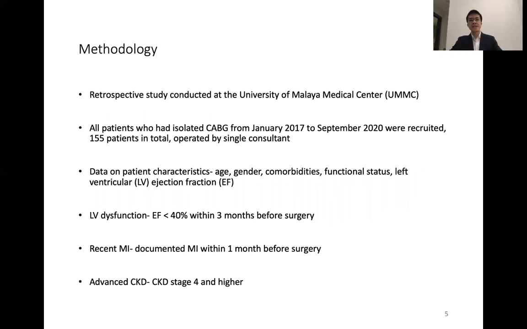This is a retrospective study conducted at UMMC. All patients who had isolated CABG from January 2017 to September 2020 were recruited. There were 155 patients in total, all operated by a single consultant. Data on patient characteristics included age, gender, comorbids, functional status, and LV ejection fraction. LV dysfunction is EF less than 40% within 3 months before surgery. Recent MI is documented MI within 1 month before surgery. Advanced CKD is CKD stage 4 and higher.